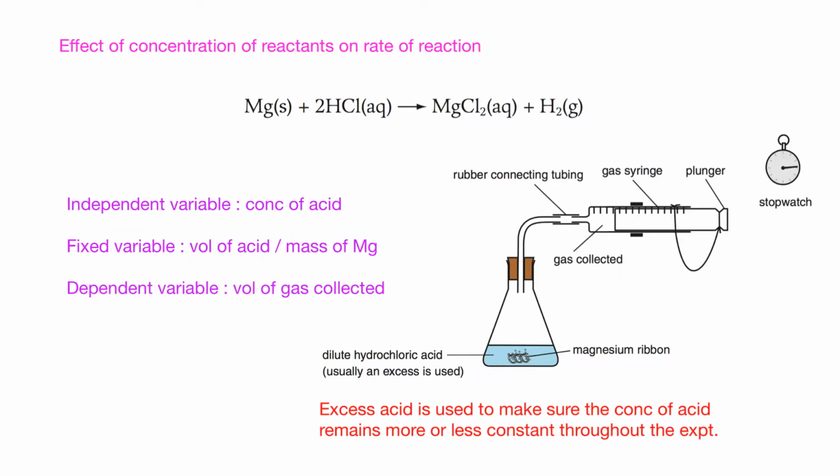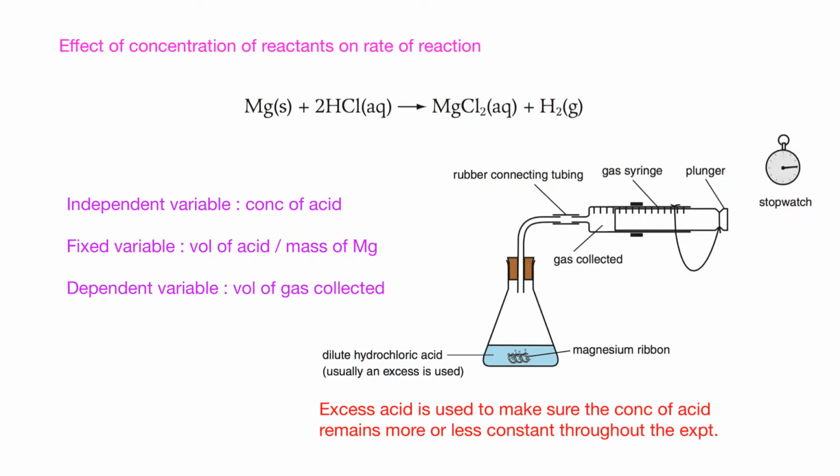To study the effect of concentration of reactants on the rate of reactions, we're going to use this reaction to study. We are putting magnesium into the acid, and in the process we generate hydrogen. The volume of hydrogen will be measured by the gas syringe. As we are studying the rate of reactions, we also need a stopwatch to help us.